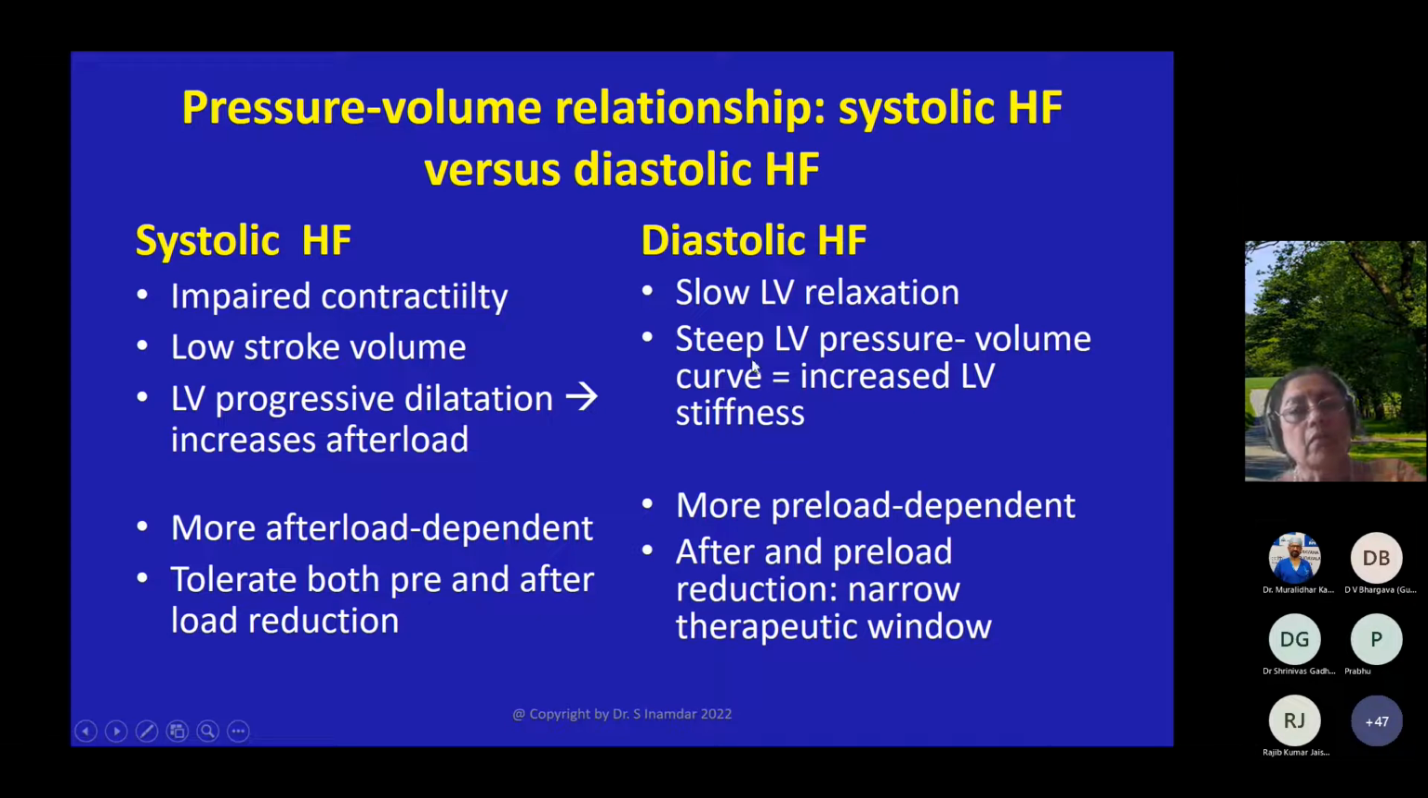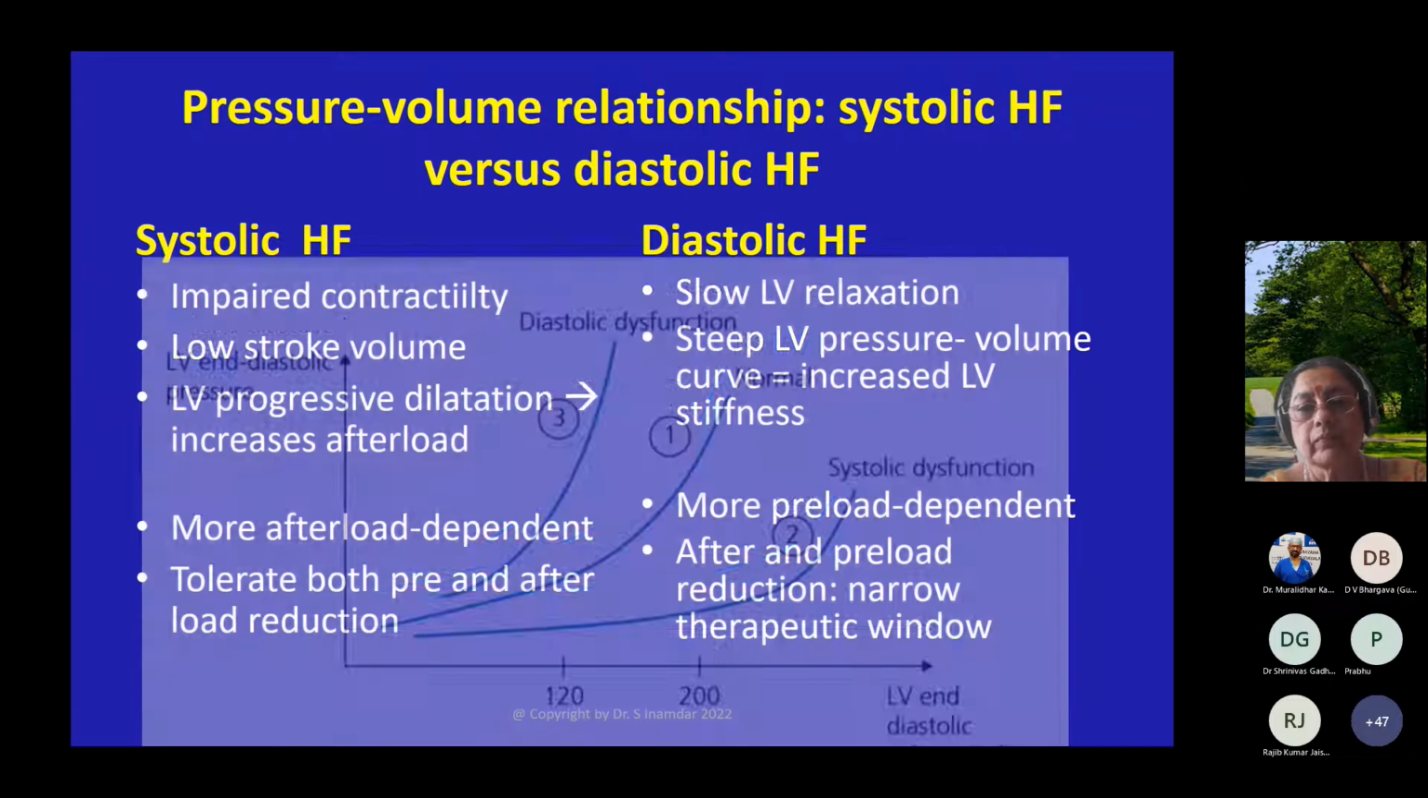And I will just show you in the next slide that there is a steep LV pressure volume curve because of increased LV stiffness. It is more preload dependent as against LV systolic failure. But in this afterload reduction and preload reduction, there is a very narrow therapeutic window. That is what one has to understand, and that is the crux of the point where management changes.